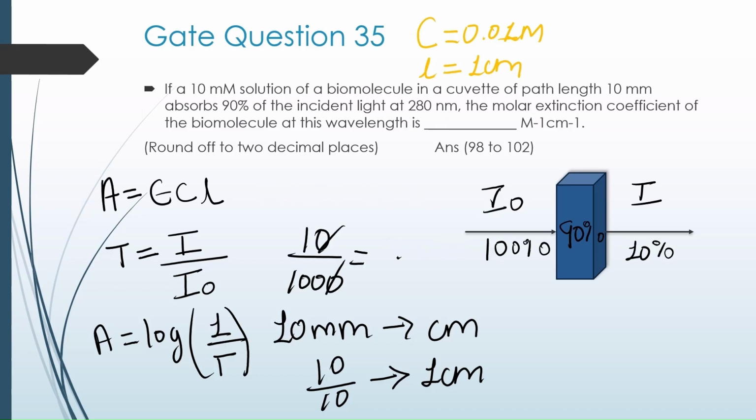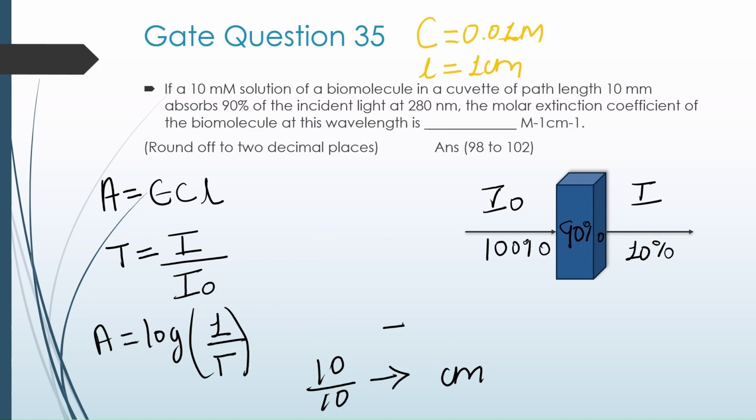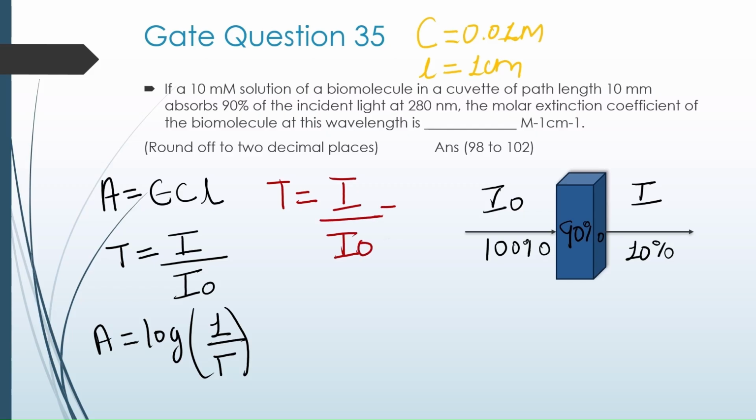Now you have to find the transmittance first, and then after finding the transmittance we can find the absorbance. Transmittance is equal to transmitted light divided by incident light. So transmitted light is what? Transmitted light is this light. So it is 10 divided by incident light. This is the incident light, that is 100. You cancel, that is 0.1. Transmittance is equal to 0.1.